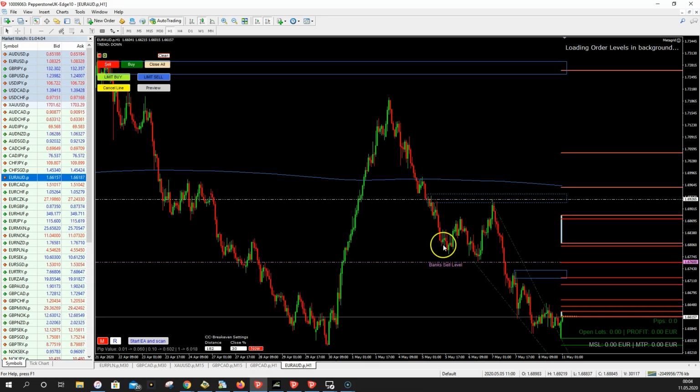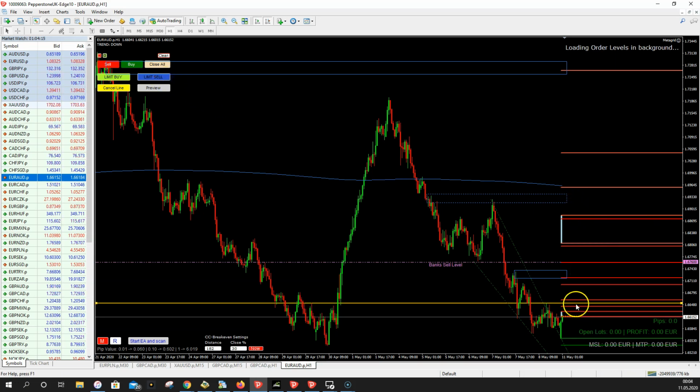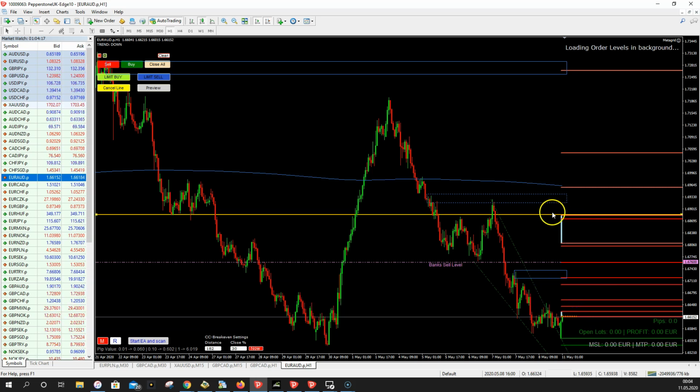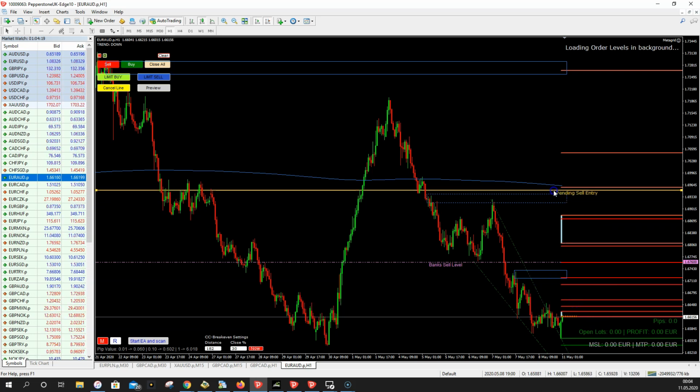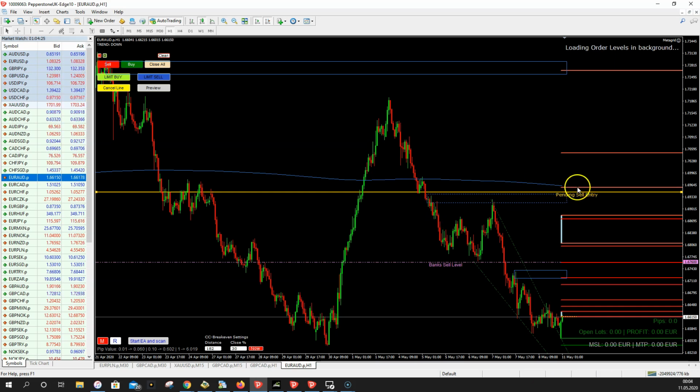I think this area could be interesting, and that we have here a strong sell order block above this market structure. I like it, and so this is a sell area I want to use for this week, and we place our entry here, and I place the entry a little bit higher than this already tested supply zone.